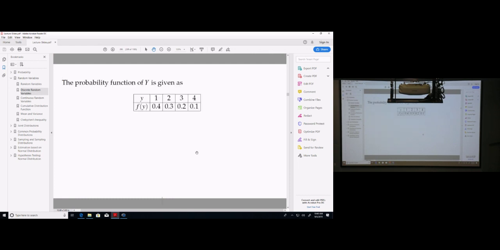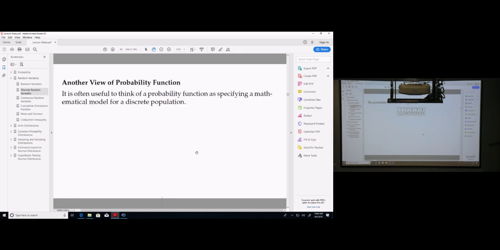Now we make a table like this, or of course we can have a histogram.